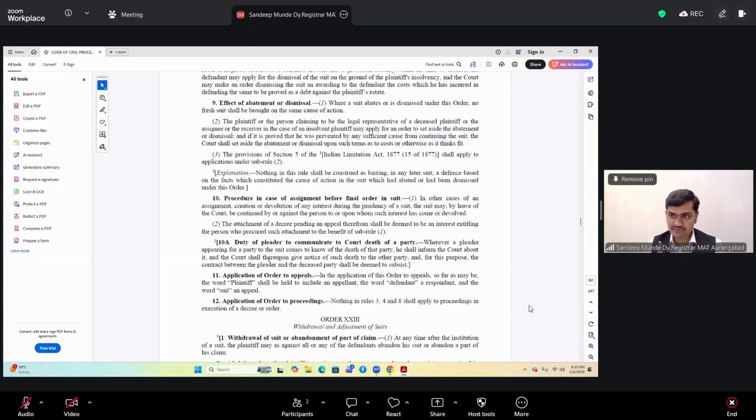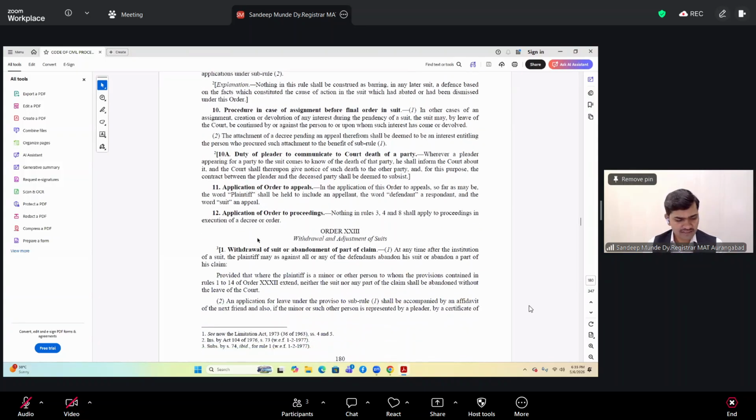If there is the death of the plaintiff or the defendant, it is the duty of the concerned legal heirs, or the duty of the opposite party, to bring to the notice that the death of the concerned party has occurred. If the right to sue survives, then the legal heirs may proceed with the proceedings.